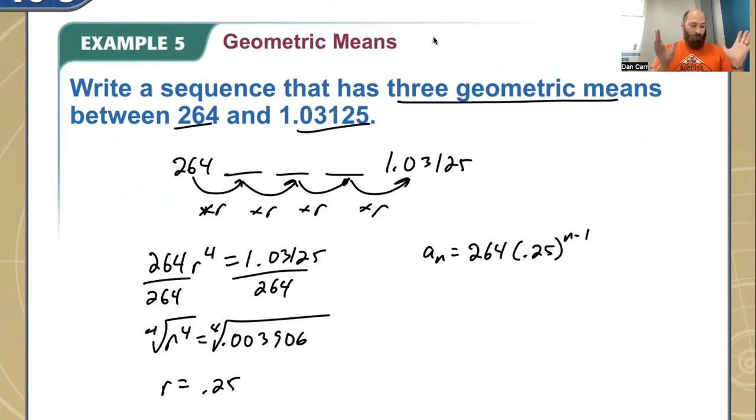Okay. That's it for today. Again, geometric sequences have their own recursive and explicit rules based on a common ratio, but we're still going to do it in terms of the first term. And those geometric means can also be used in between those two given numbers.